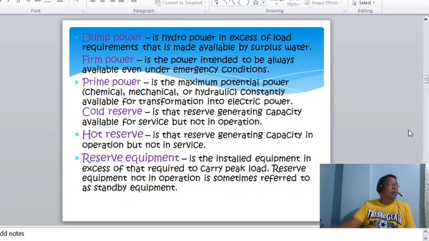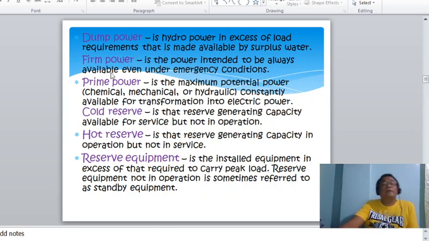We have also the so-called dump power. What is dump power? It is hydropower in excess of load requirements that is made available by surplus water. Another, we have the so-called firm power. This is the power intended to be always available, even under emergency condition.